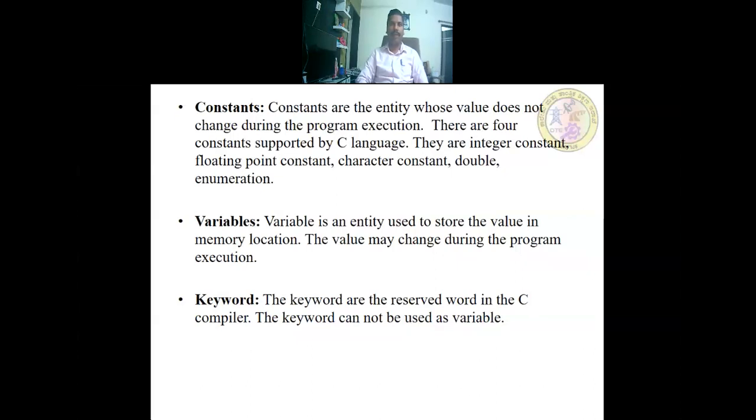Another constant is a floating point constant. Any real value is called a floating point constant. For example, 1.0, 2.0, 3.0. So these are all called floating point constants or real constants. Any character enclosed within single quotation marks is called a character constant, and there are constants called double and enumeration type also.